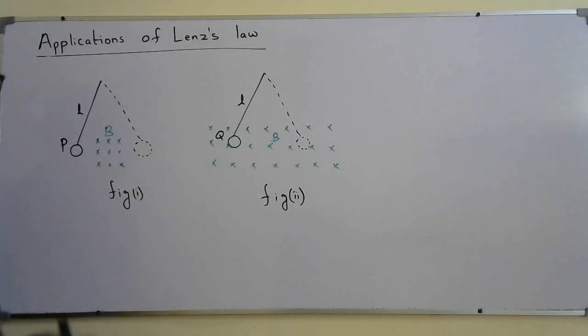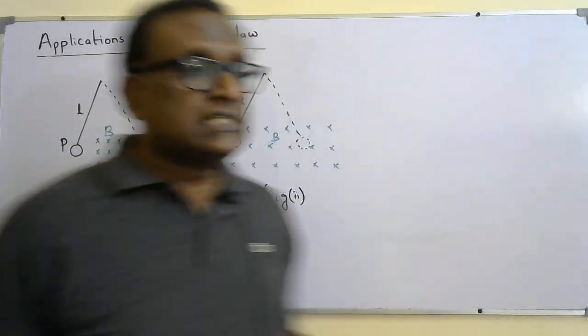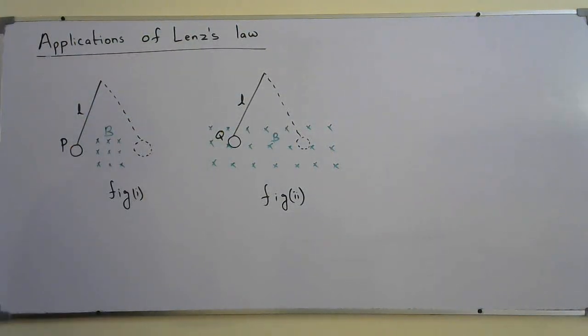If we ignore the drag force and air resistance, which ring, P or Q, will oscillate for a longer time? It could be a question. Okay, so the answer, which of these two will oscillate for a longer time? The answer should be like this.